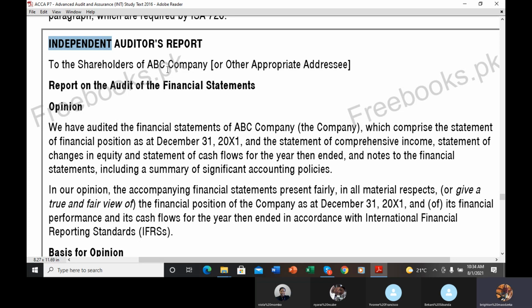And the report should have a heading that clearly indicates it's a report on what? In this case, the report on the audit of the financial statements. So for this heading, if it's an unmodified report, you simply write opinion.